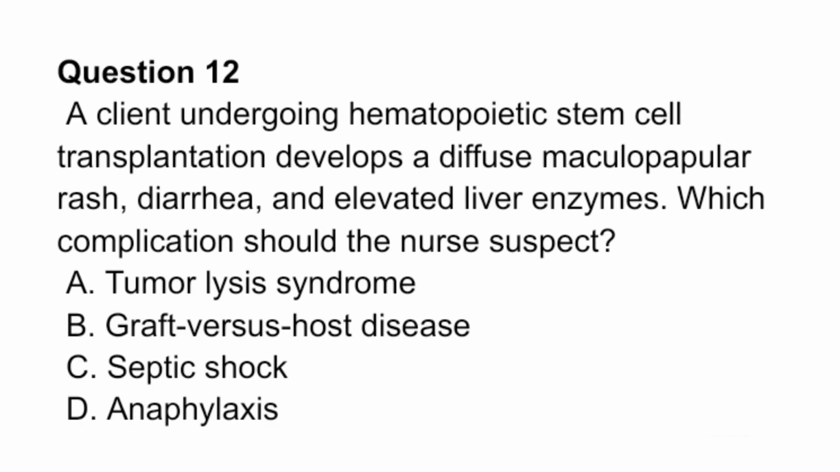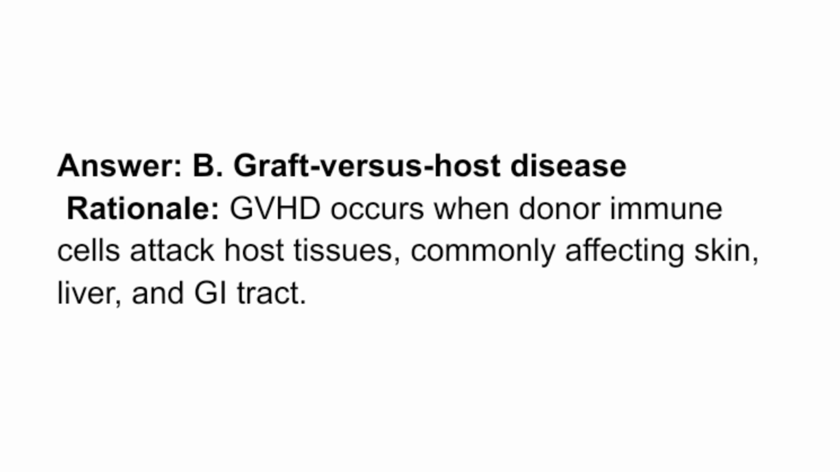Question 12. A client undergoing hematopoietic stem cell transplantation develops a diffuse maculopapular rash, diarrhea, and elevated liver enzymes. Which complication should the nurse suspect? A. Tumor lysis syndrome. B. Graft versus host disease. C. Septic shock. D. Anaphylaxis. Answer: B. Graft versus host disease. Rationale: GVHD occurs when donor immune cells attack host tissues, commonly affecting skin, liver, and GI tract.